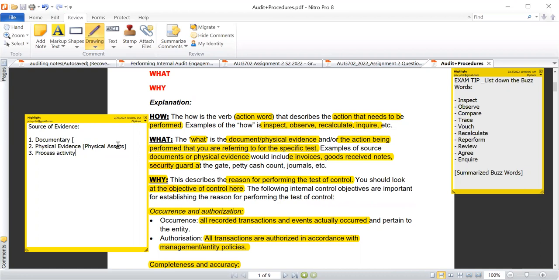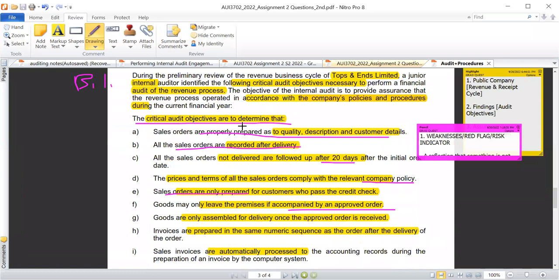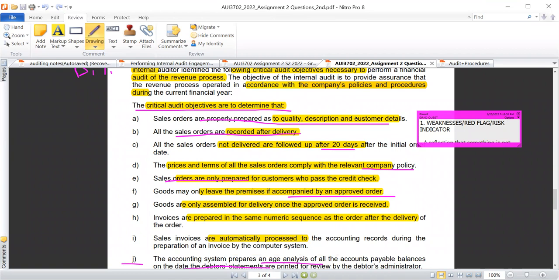So then the why part, my brother, is always the reason why you're performing the test of control. In other words, why are you trying to collect evidence? What do you want to achieve? And that's what the audit objective is. And that's what you were given over here in the assignment, right? To ensure that all the sales orders are properly prepared as to quantity, description, and customer details. That is management's objective. So your audit objectives as an auditor must agree with management's objectives. Because at the end of the day, why they want you to audit certain things is because they want to make sure that their objectives are achieved, right?